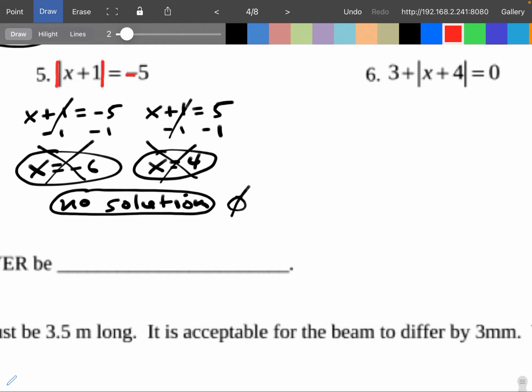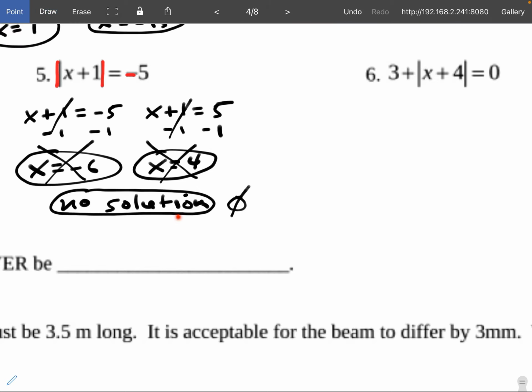So let's make that clear one more time. Again, if you have the absolute value all by itself, and it's equal to a negative number, that can't happen, right? Because the absolute value is never negative. So if you see that happen after you get the absolute value all by itself, then you can just write no solution.